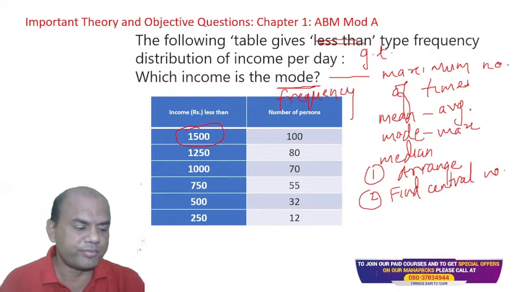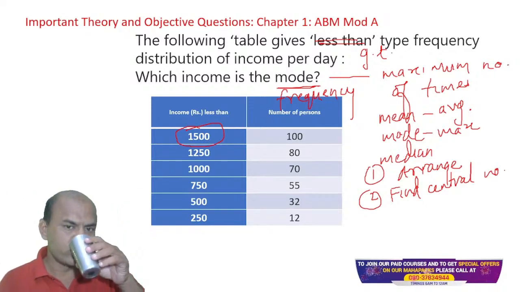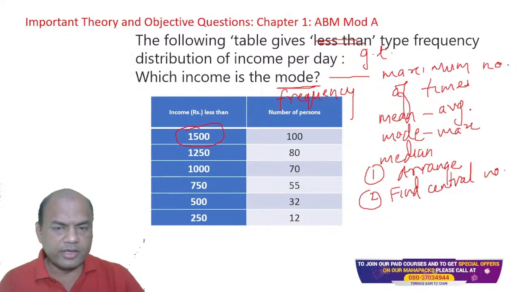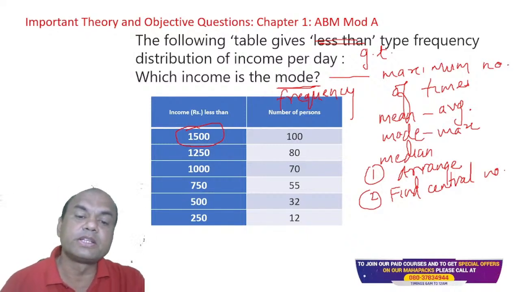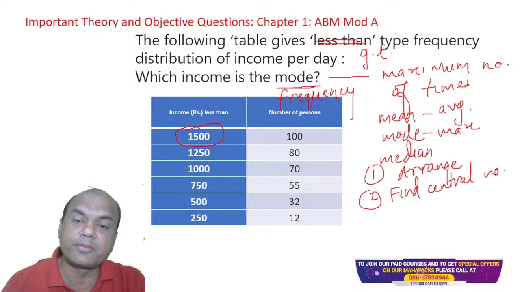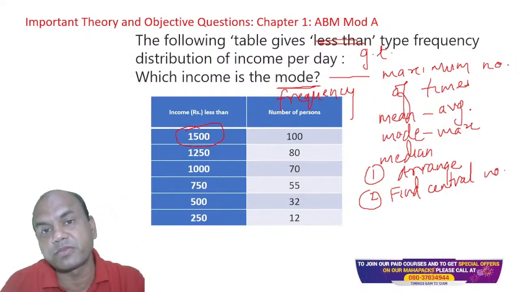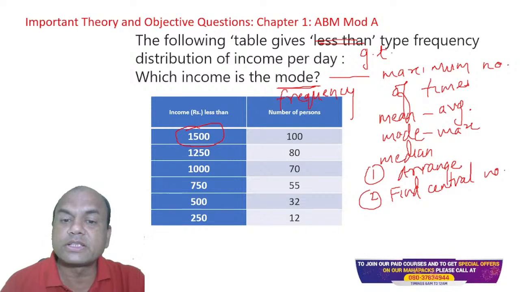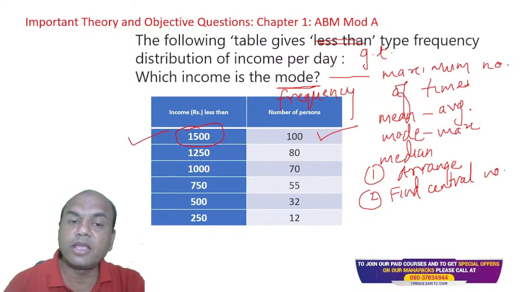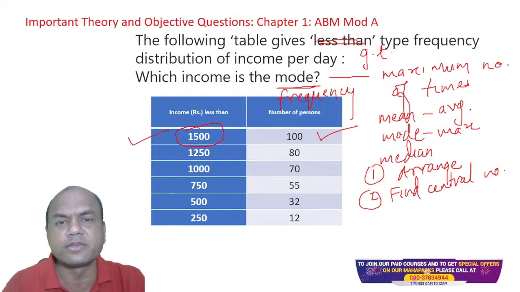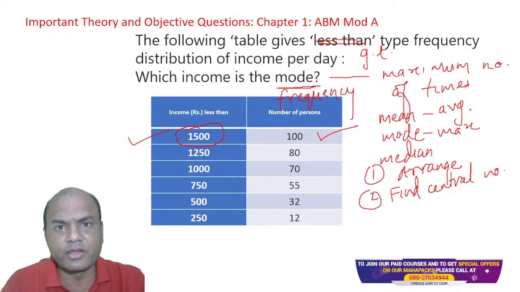So now tell me, what is the mode in this? Which one is coming maximum number of times? This is the frequency. Whichever has the maximum frequency is the mode. So which is having maximum frequency? 100. So which income class is the modal class? This is 1500. So this is your answer. In exam, tick on that wherever 1500 is given. Clear, simple? Got it? Shall we move ahead?